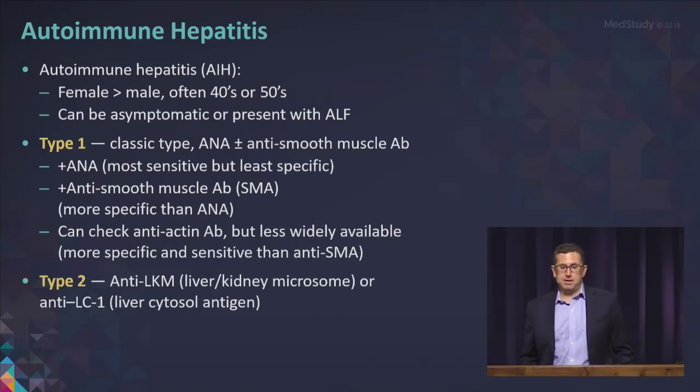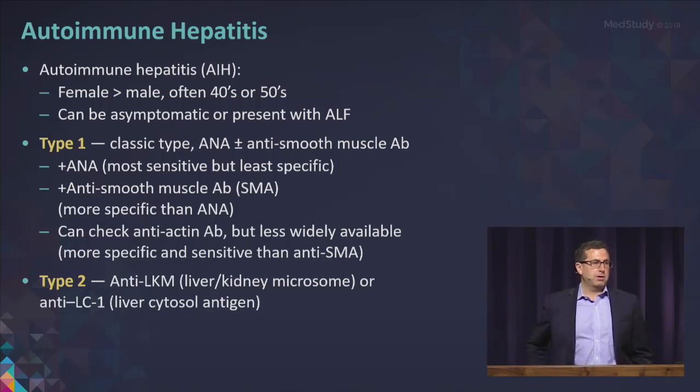So autoimmune hepatitis, this is seen more commonly in females than males. Often patients are in their 40s or 50s. It can be asymptomatic, or it could present with acute liver failure. There are really two types.